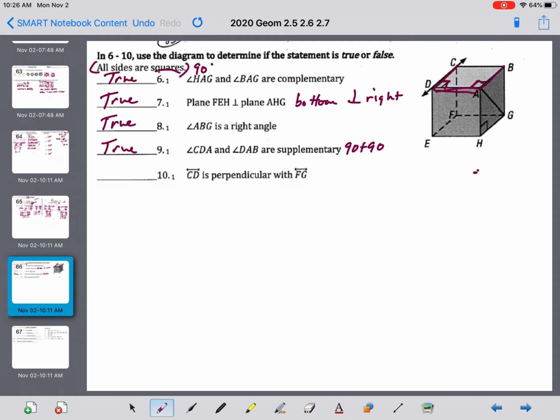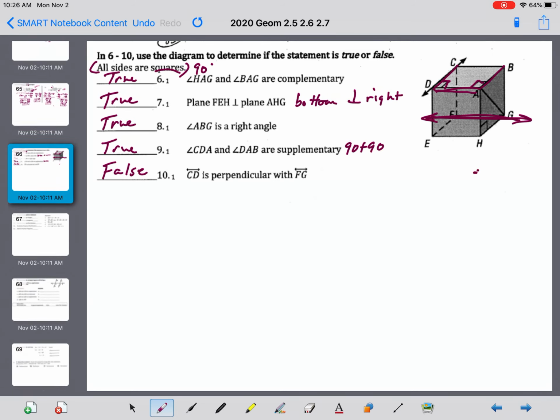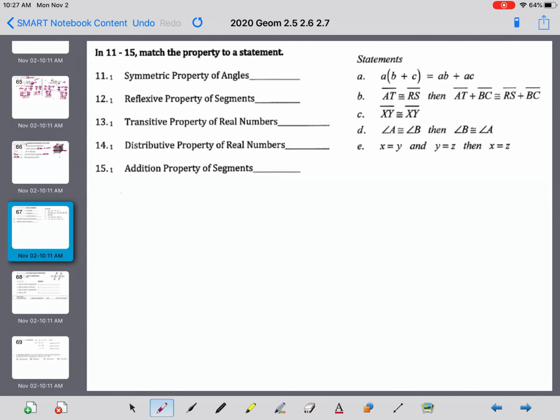And the last statement, is CD perpendicular to line FG? FG. Now, line FG is in the back bottom. So this line back here, and CD is up on the top corner. Those 2 lines don't cross at all. This one's false. They don't cross at all. Okay, we'll keep moving here.